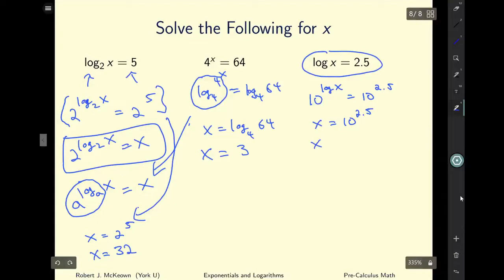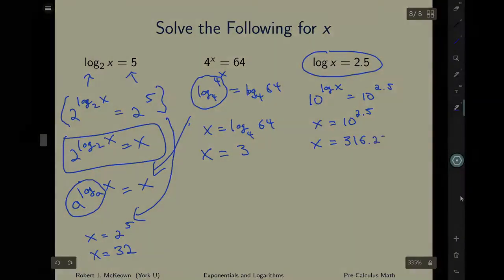And then if we use a calculator, we can see that x is going to be approximately equal to 316.23.